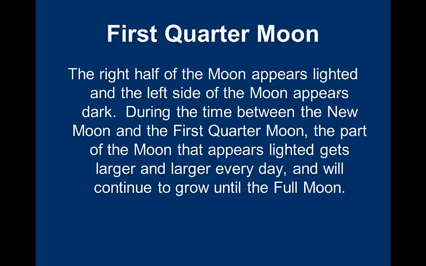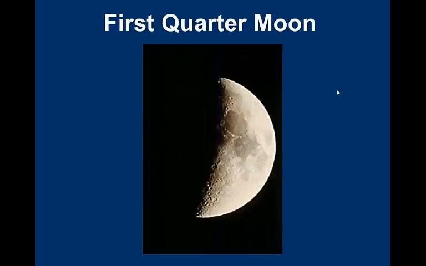In the first quarter moon, the right half of the moon appears lighted and the left half of the moon appears dark. During the time between the new moon and the first quarter moon, the part of the moon that appears lighted gets larger and larger every day and will continue to grow until the full moon. So here's a first quarter moon. You can see half the moon is lit and half the moon is dark.